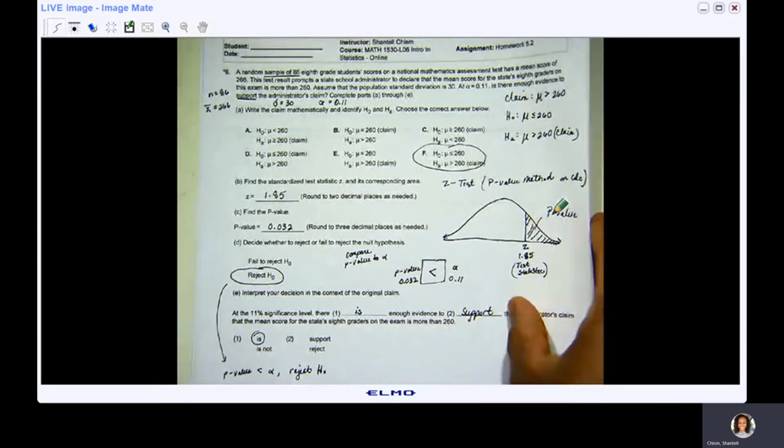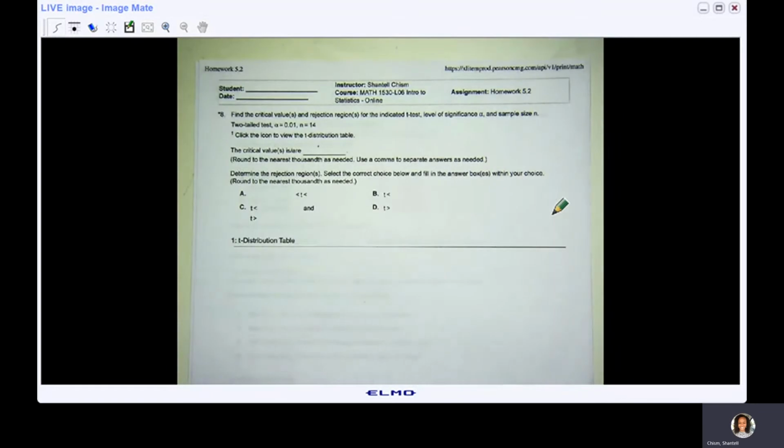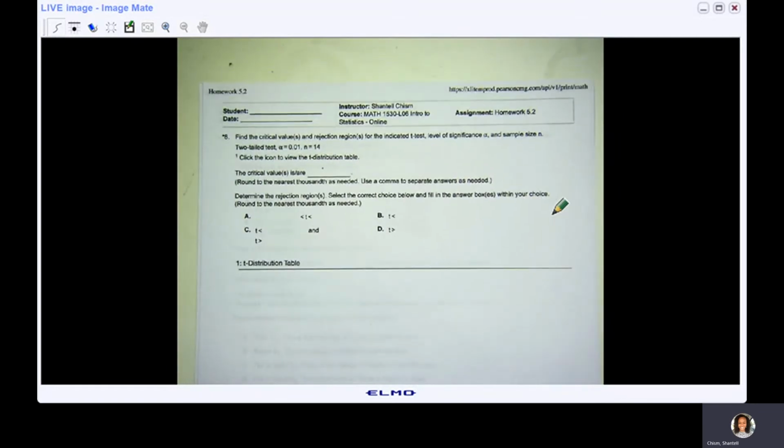All right, a couple more things here that I want to mention as far as the t-test. When you have a standard deviation given, but it's a sample standard deviation, not the population, then you have what's called the t-test.